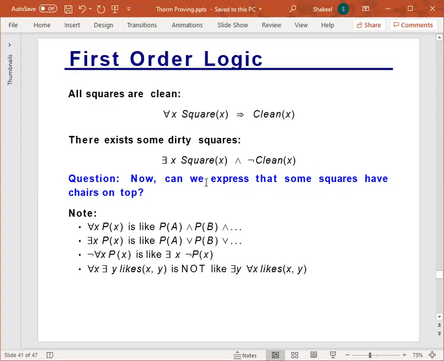So for instance, to express in first order logic that all squares are clean, we can write: for all x, if square of x then clean of x. This means that whenever there is an x that's a square, it is clean. To express the fact that there exist some dirty squares, we are going to use the quantifier exists. There exists x such that square of x and not clean of x, which means that there exist some squares that are not clean.